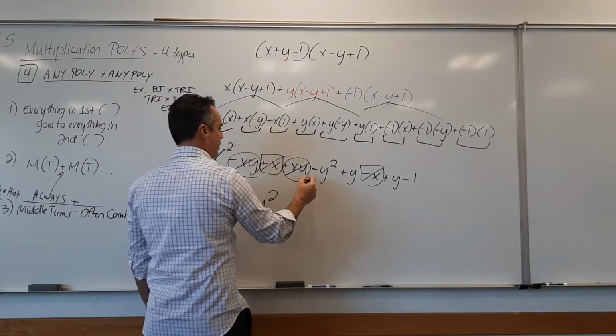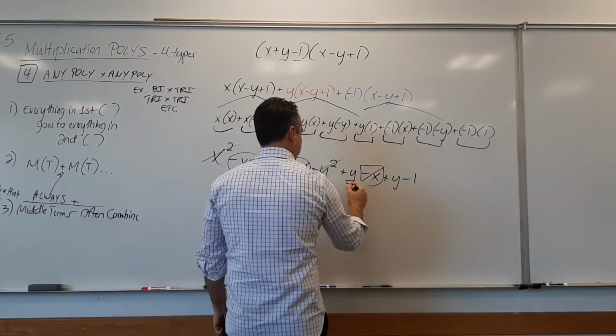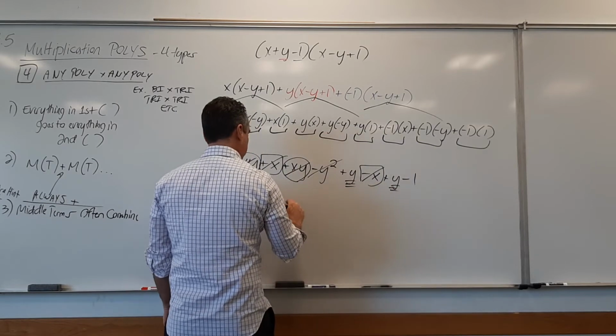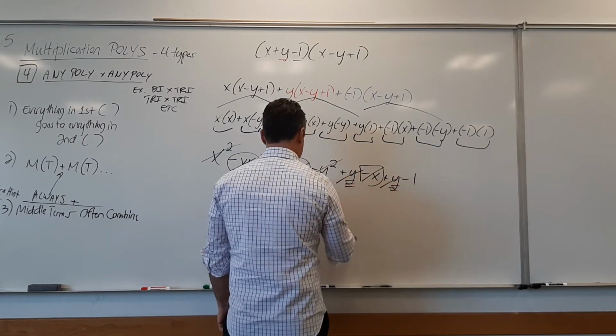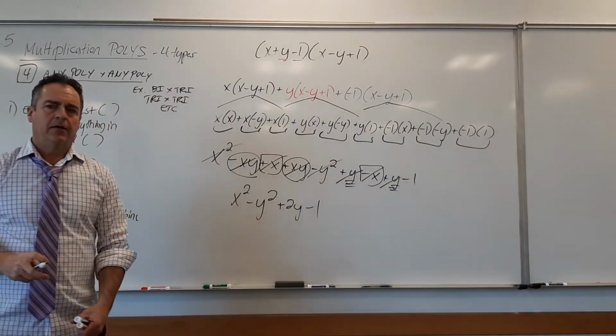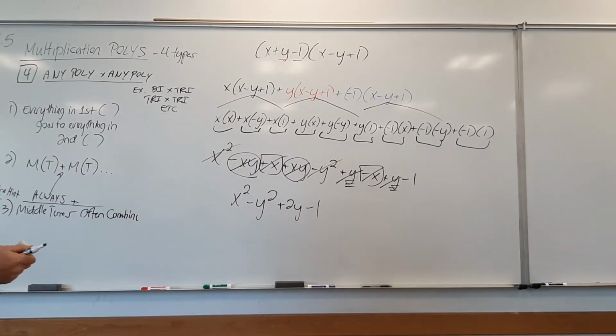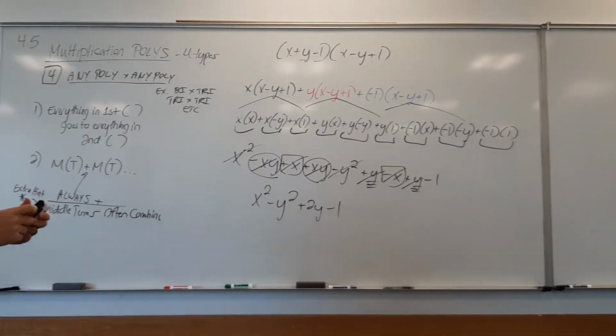So I'm going to say goodbye to both of those. I have plus y. That makes plus 2y. Those are gone now. I just have minus 1. I'm done. So that problem right there, I really apologize.